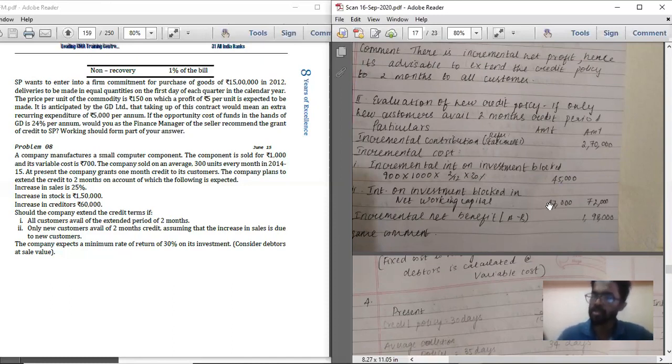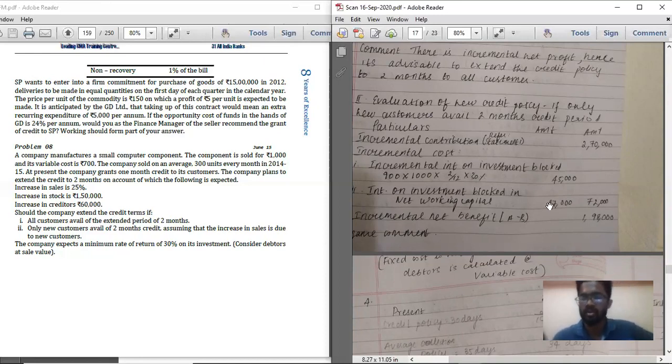So this 45,000 plus 27,000 total is 72,000. So this is the total incremental cost for this new credit policy under situation 2, if only new customers are availing 2 months credit. So underline it. Total the inner column. In the outer amount column, put 72,000.